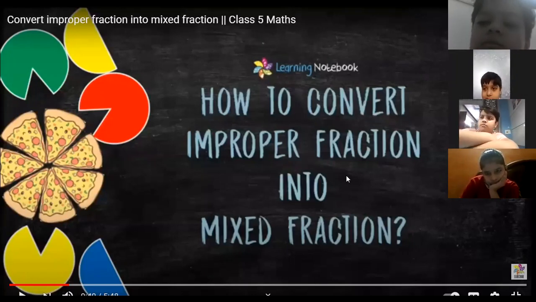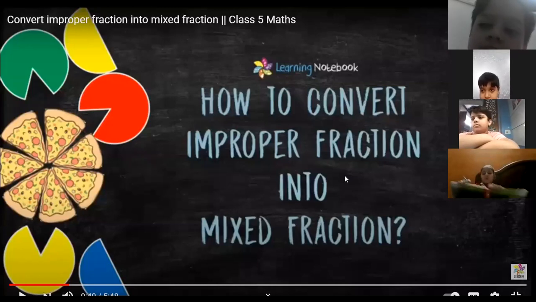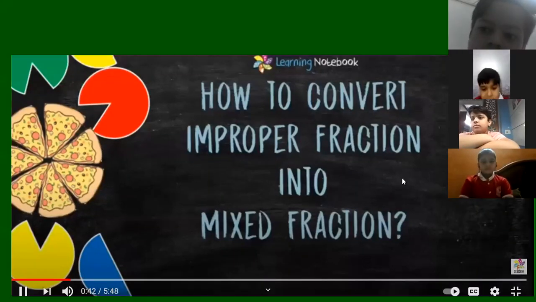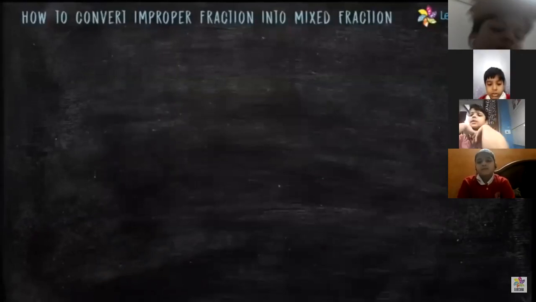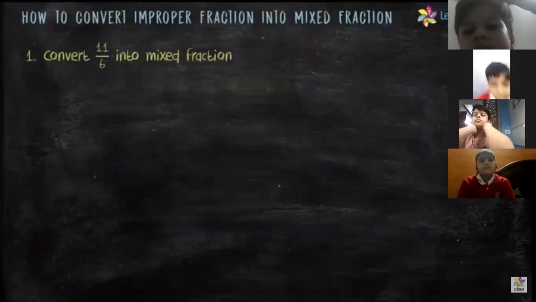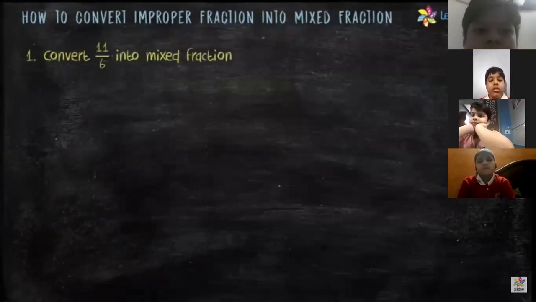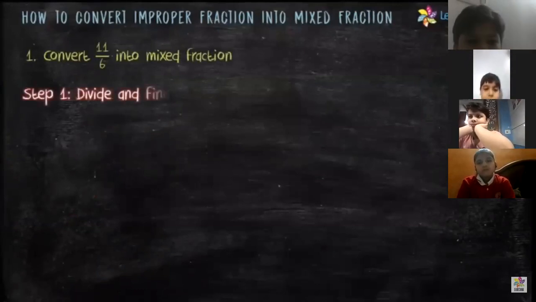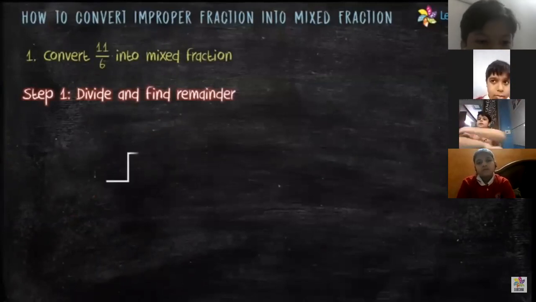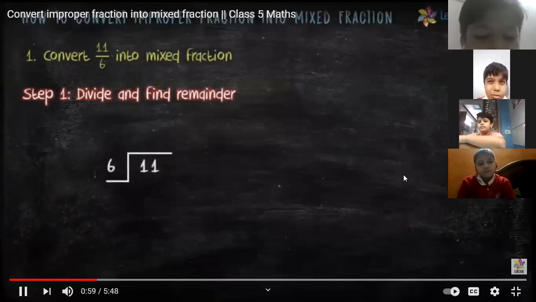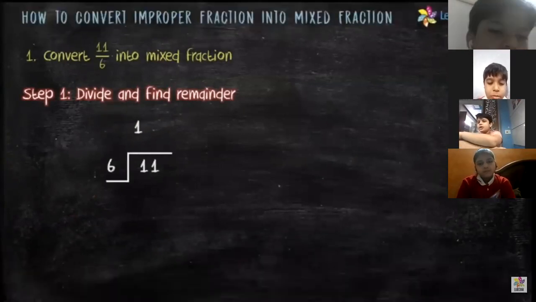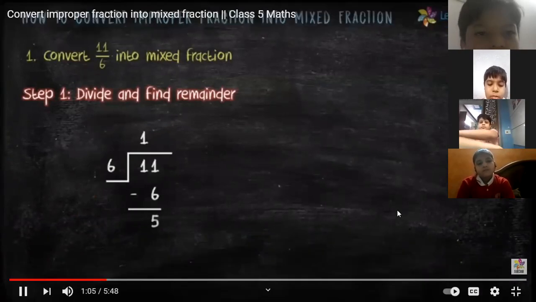Okay, beta, listen very carefully. Improper fraction into mixed fraction. Let's take an example. Convert the improper fraction 11 by 6 into a mixed fraction. Step 1 is divide and find the remainder. So let's divide 11 by 6. 6 into 1 equals 6, and 11 minus 6 equals 5.